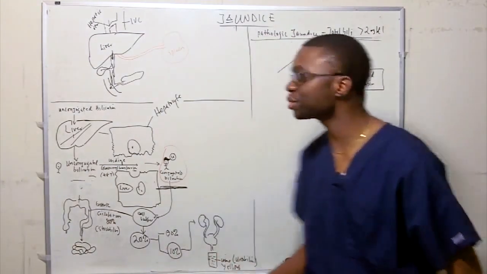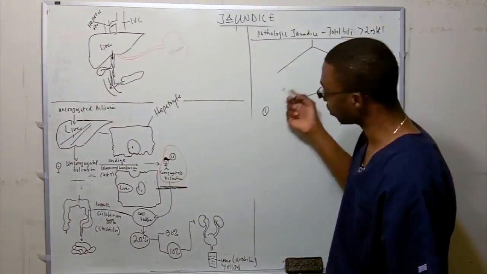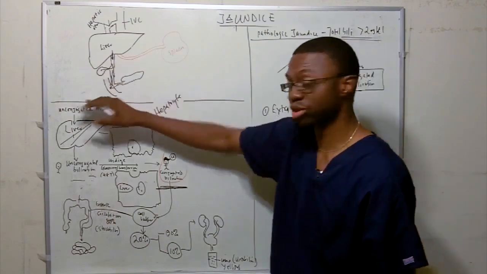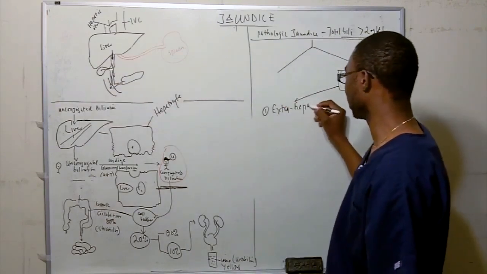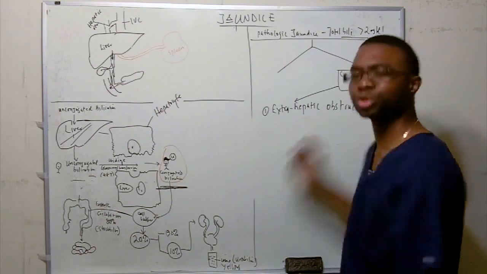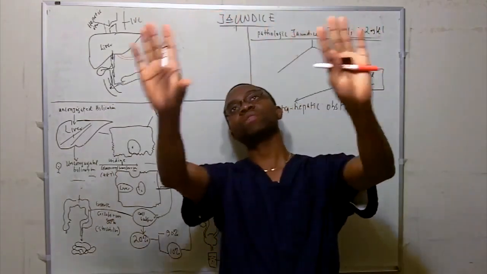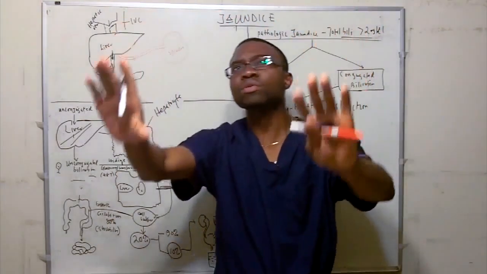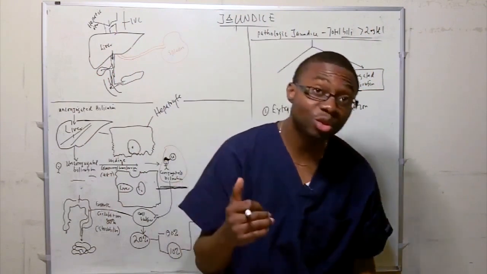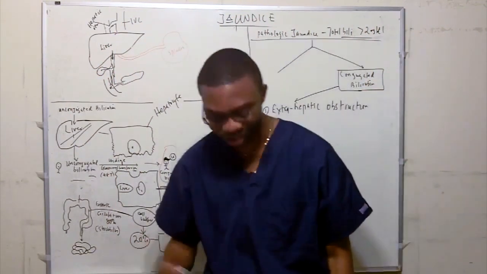Extrahepatic or biliary obstruction. Not the most common, but one of them. Extra meaning outside the liver, the hepatic obstruction, right? You ever been on the highway before and you're driving and you're so excited and all of a sudden you see slow down, 45 miles per hour, and you move a little closer and you're like, wait a minute, there's a roadblock ahead. That pisses you off. Yeah, it pisses me off too, right? Roadblocks. What kind of roadblocks?